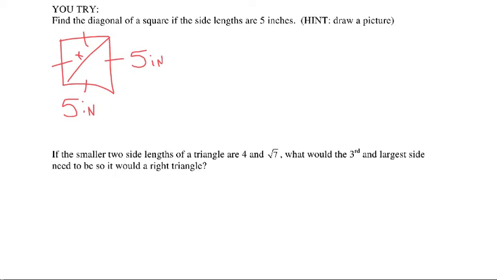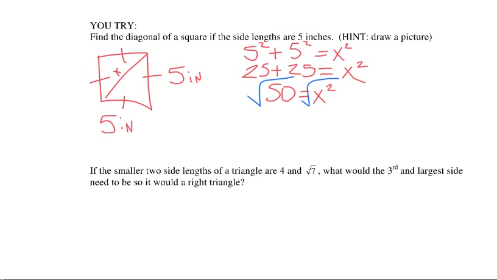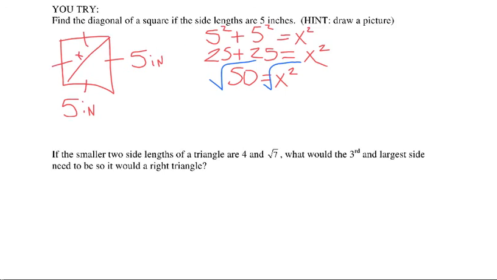Remember, when we take the square root of the squared, they're going to cancel each other out. So really we're just taking the square root of 50, and that will give us our x, which is 7.072. For the last one, I would like you to answer that one as well.